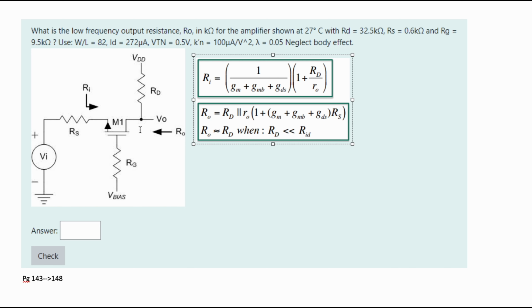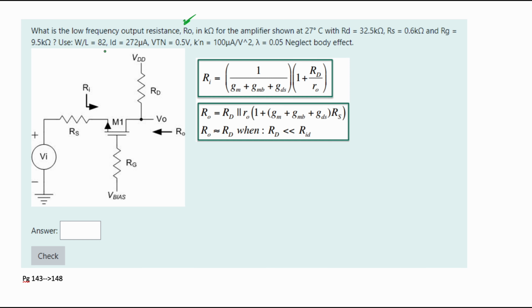the low frequency output resistance R naught. So this is what we are going to be finding in kilo ohms for the amplifier shown at 27 degrees Celsius with an RD, RS, RG. We are also to use W over L, ID, VTN, and K'N. And also we're given a lambda here. So using all of this, we are going to have to solve for this problem.